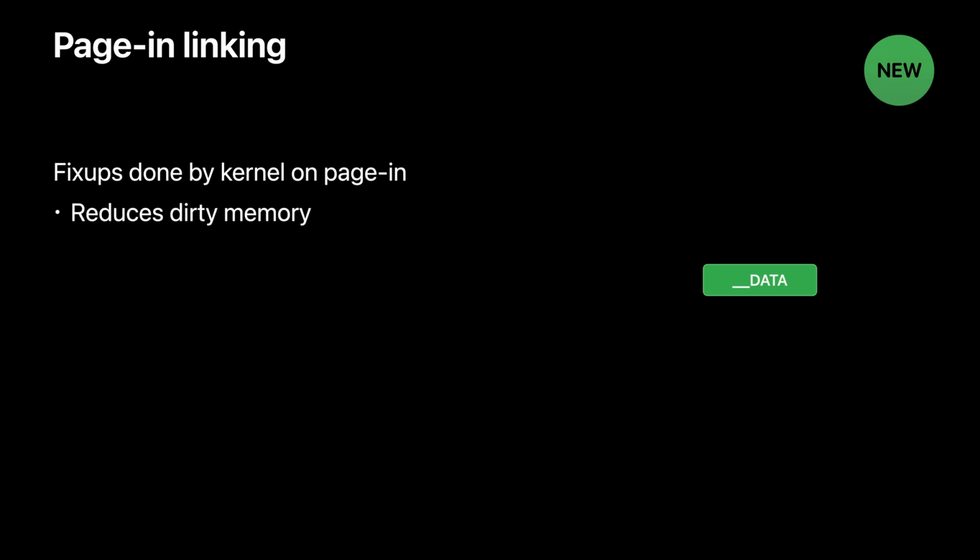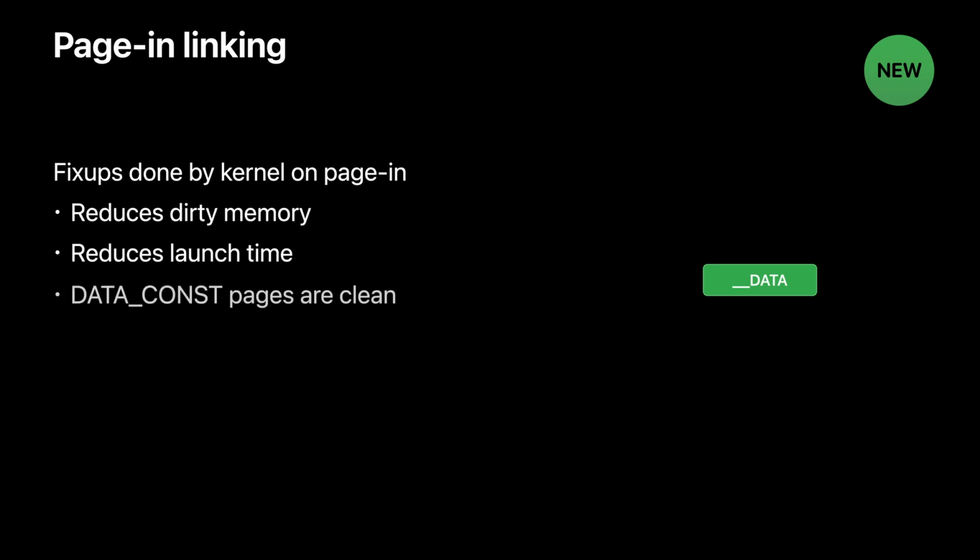It has always been the case that the first use of some address in some page of an mmapped region triggered the kernel to read in that page. But now, if it is a data page, the kernel will also apply the fixup that page needs. We have had a special case of page-in linking for over a decade for OS dylibs in the dyld shared cache. This year, we generalized it and made it available to everyone. This mechanism reduces dirty memory and launch time.